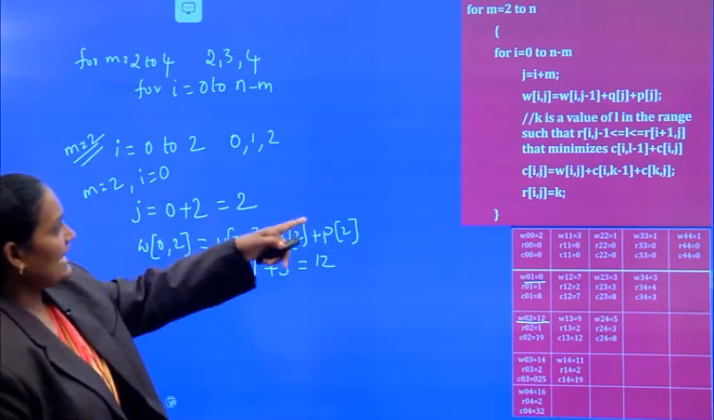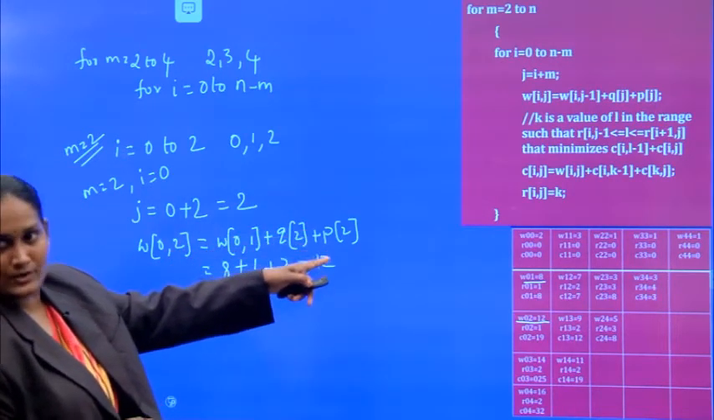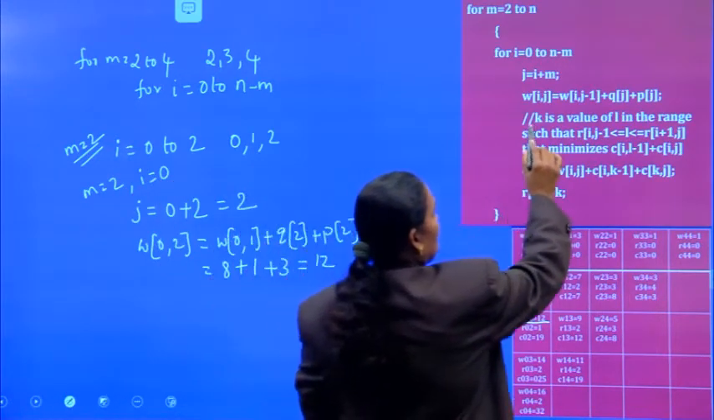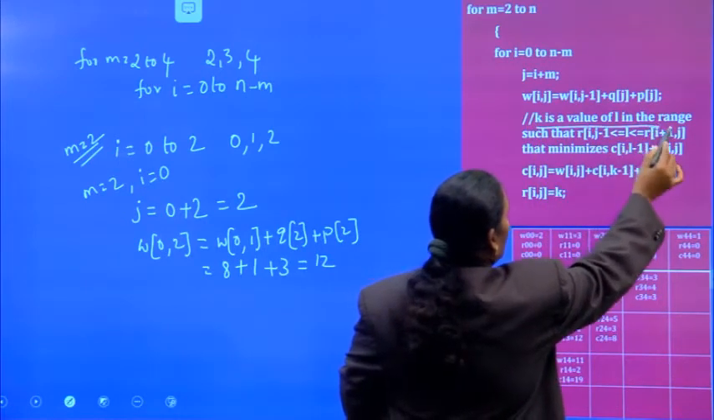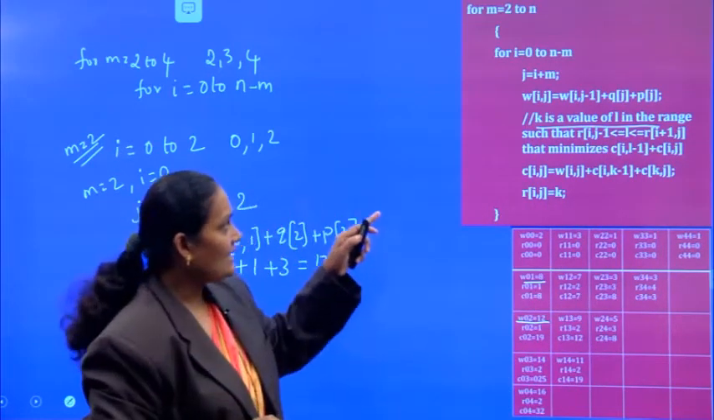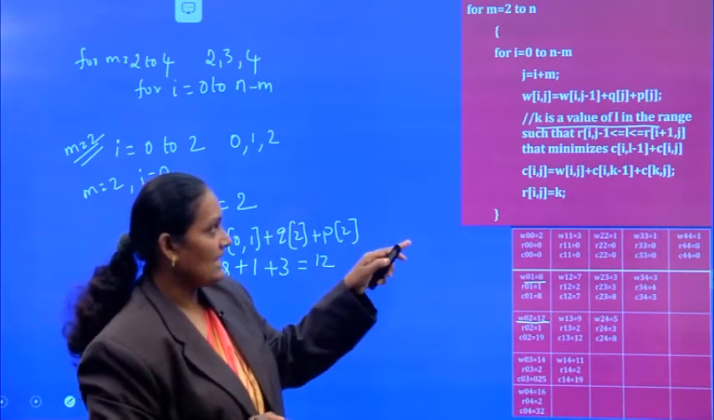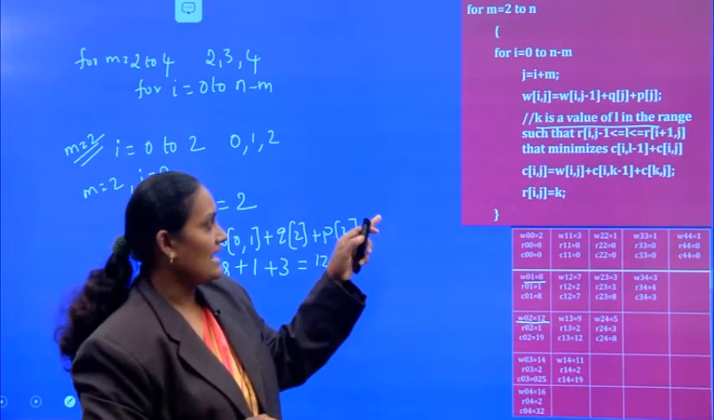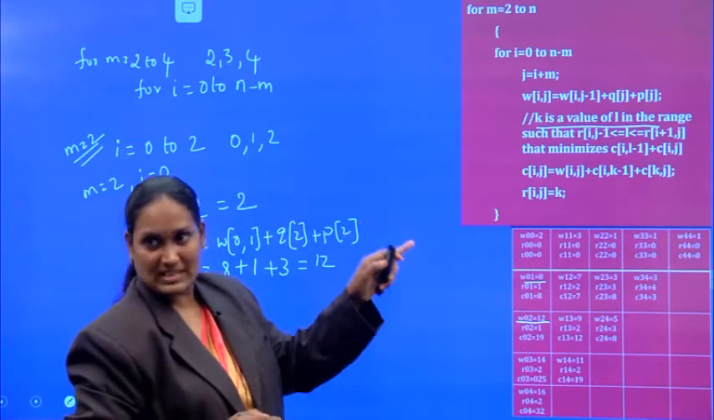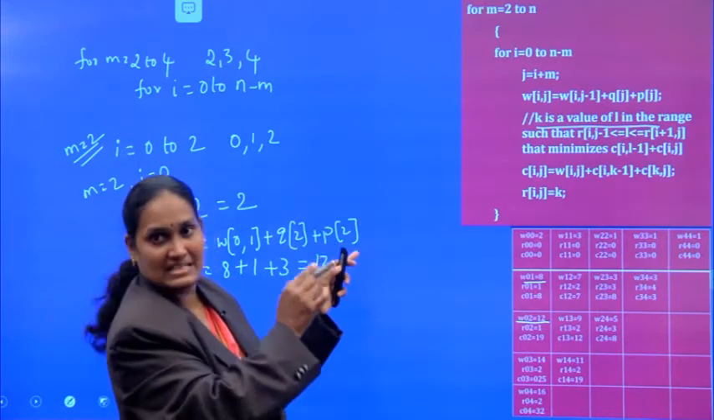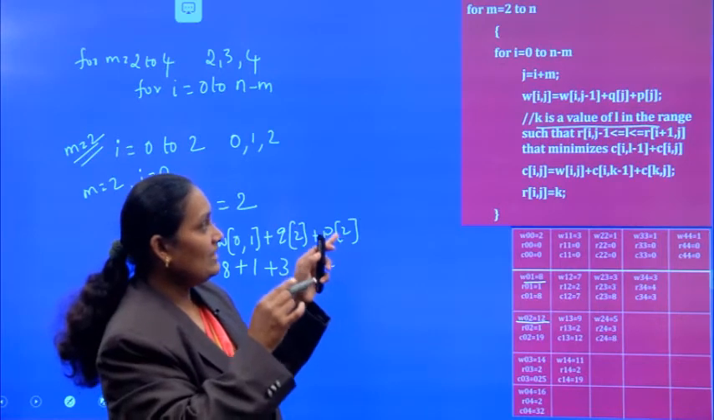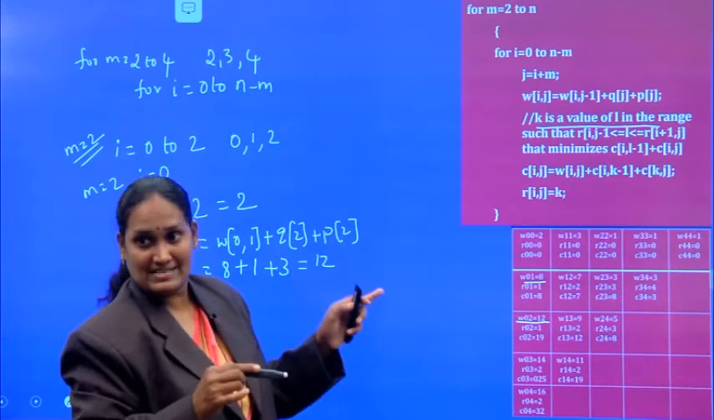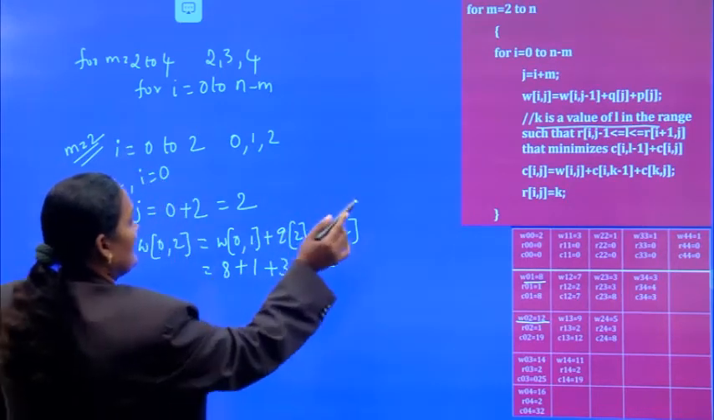Now after that, how to calculate C02 and R02? Let us see. I am going to find the C02 value. Now how to calculate that C02? Here we are given k is a value of l in the range such that R(i, j-1) is less than or equal to l, less than or equal to R(i+1, j). Here first we need to take R(i, j-1) and R(i+1, j). Within this range we need to consider one l value. Now that l value should minimize the cost. Now first let us see how to select those values.